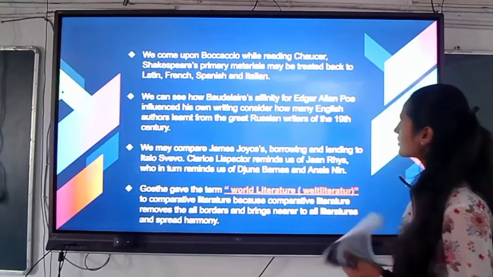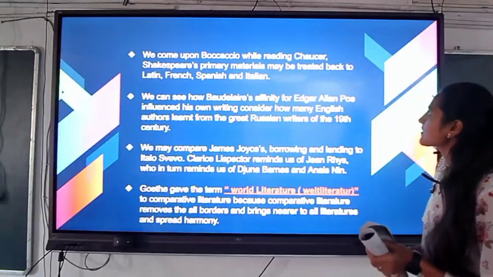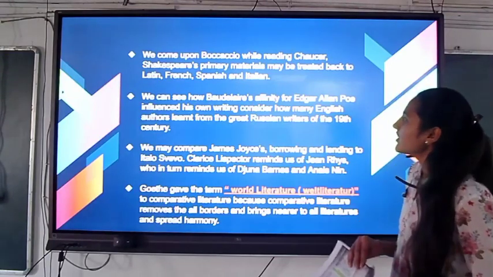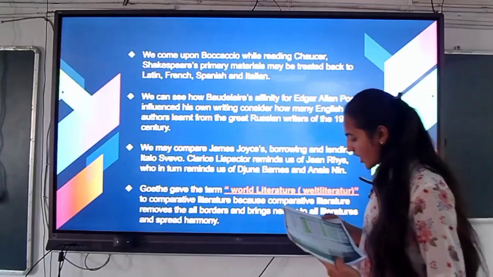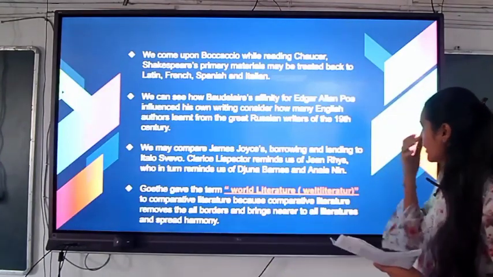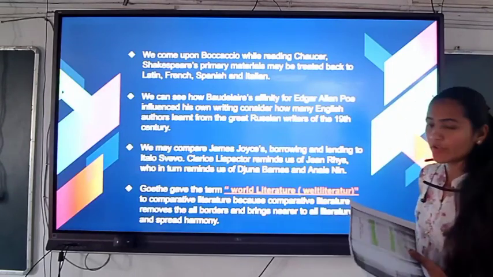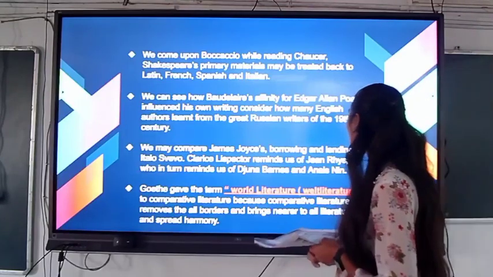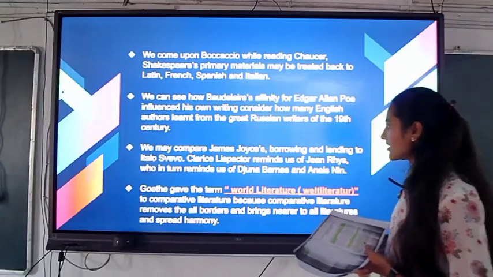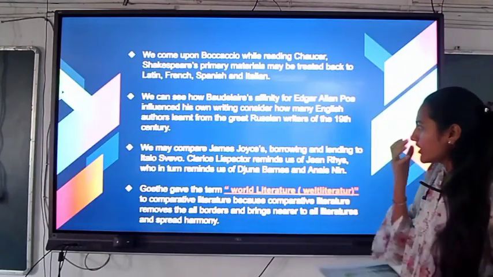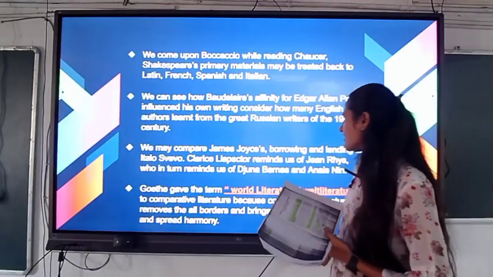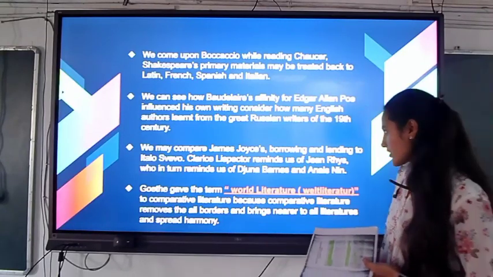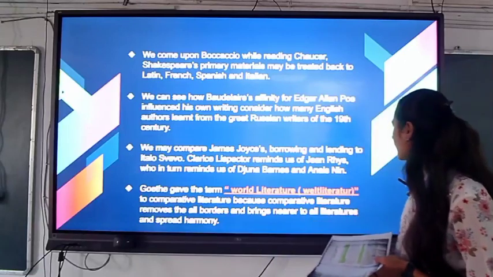While reading Chaucer, Shakespeare, primary materials may be traced back to Latin, French, Spanish and Italian. We can see how Boccaccio, especially for Edgar Allan Poe, influenced his own writing, and consider how many English authors learned from the great Russian writers of the 19th century. Another may compare James Joyce's borrowing and leaning on Italian sources.